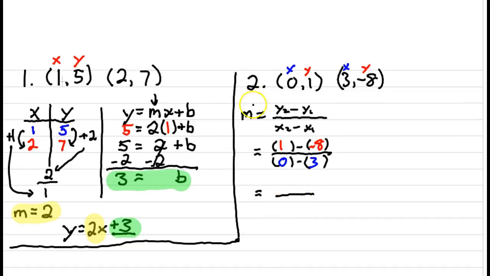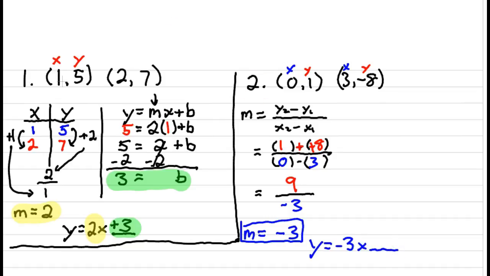And as I mentioned, watch out for those double negatives. So we have a minus and negative 8, so that's actually plus 8. So 1 plus 8 is 9. And then 0 minus 3 is negative 3. And then simplify: 9 divided by negative 3 is negative 3. So we have the slope here is negative 3. So I know the first part of my answer is going to be y equals negative 3x, and then now find the y-intercept.